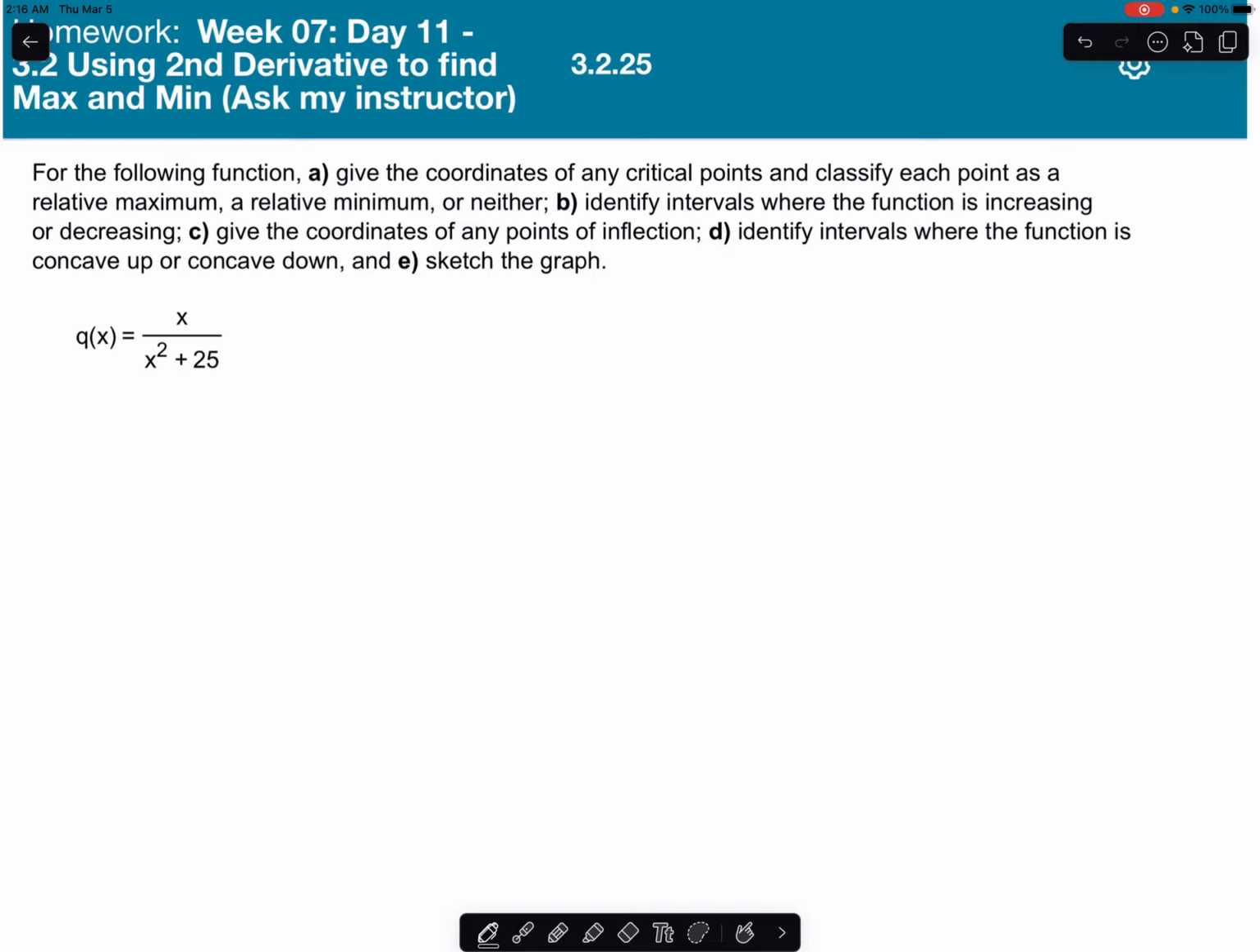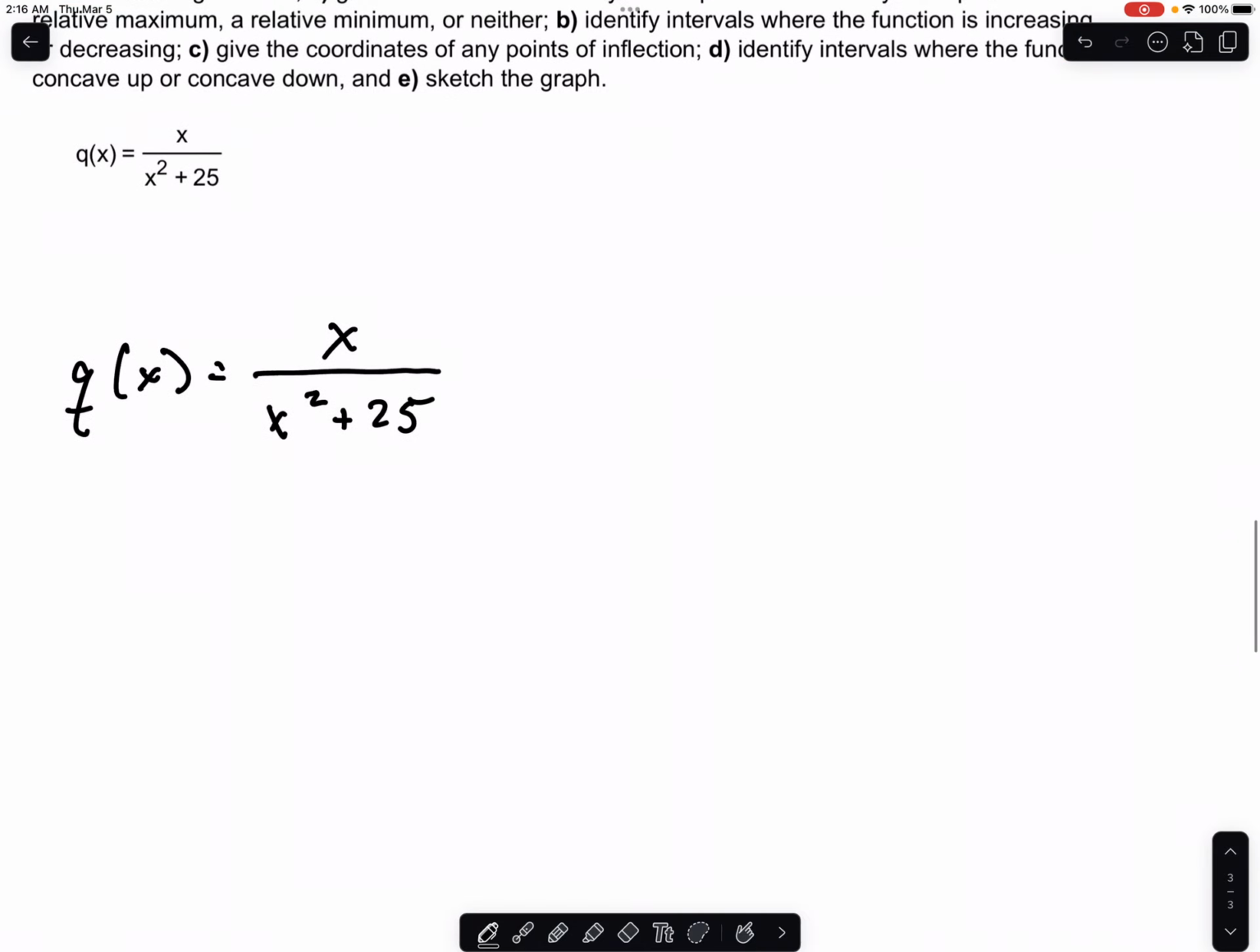Okay. So this discussion is all centered around analyzing the first derivative and the second derivative. So let's see. We have our original that's q, not a g. Q of x. And we got this x squared plus 25 under x, right? So let's go ahead and find the first derivative.